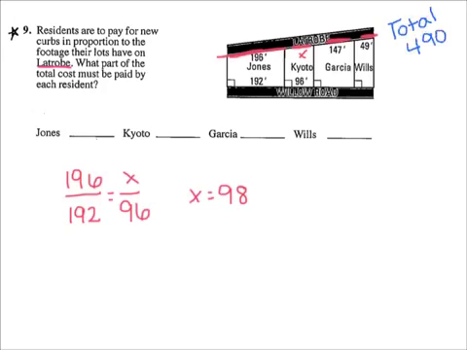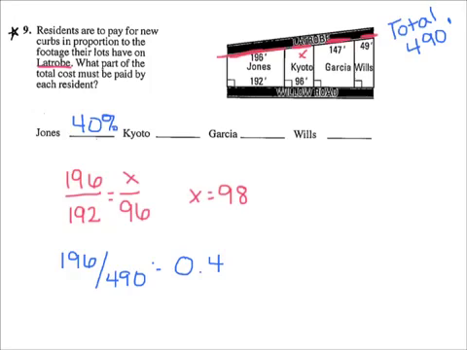And so now Mr. Jones is paying for 196 out of 490 feet. If you divide that, that's going to give you a percentage. It's actually going to give you a decimal. It's going to be 0.4, which is equivalent to 40%. So he's responsible for 40% of the cost.